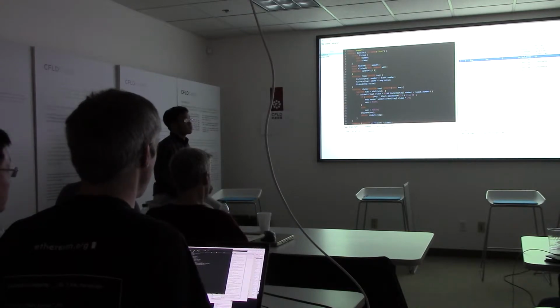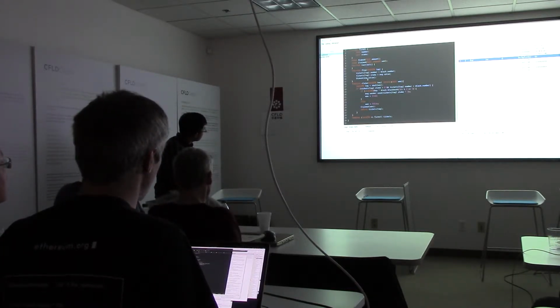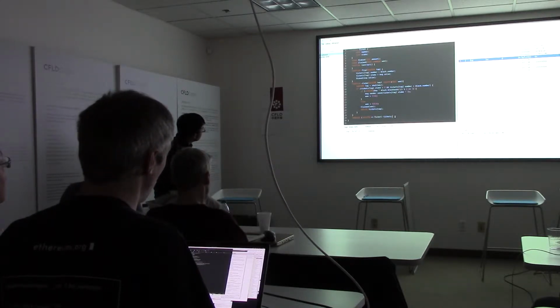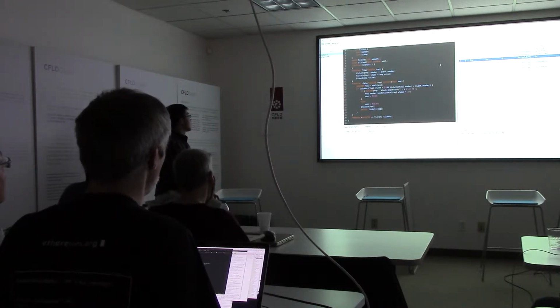Okay, so we've got our two stages. The first stage is flip, and the second stage is claim. The only other thing we've got is this mapping. All that does. Okay, actually, let's go to flip first.